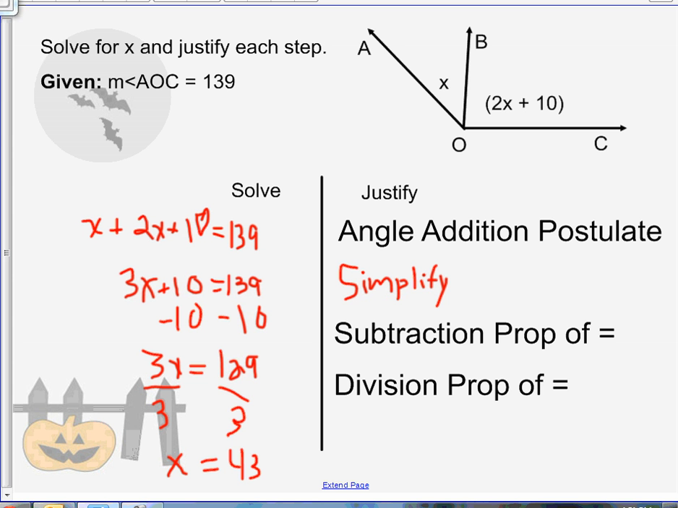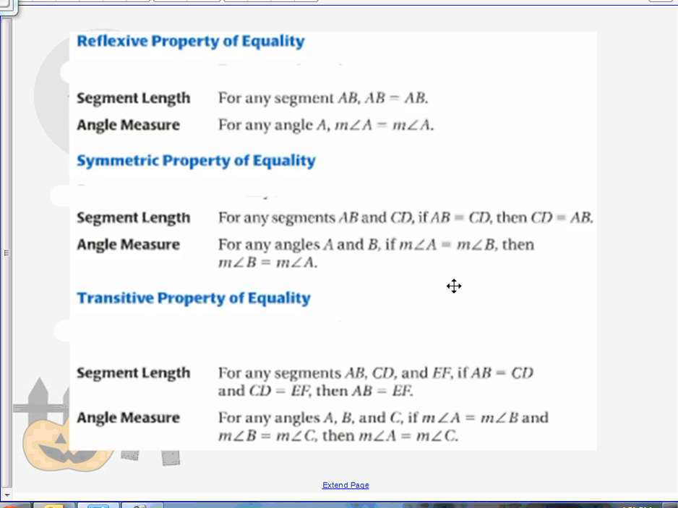Okay? All right, now there are 3 last properties that we're going to be talking about today. And these properties you've seen before, but we're going to take them and apply them to geometry ideas. So the first one is the reflexive property of equality. And for segment length, basically what they're saying is that for any segment AB, AB is going to equal AB. Same with the angle measurement. For any angle A, measurement of angle A is going to equal the measurement of angle A, which is the same idea as if A equals B, then A equals B.